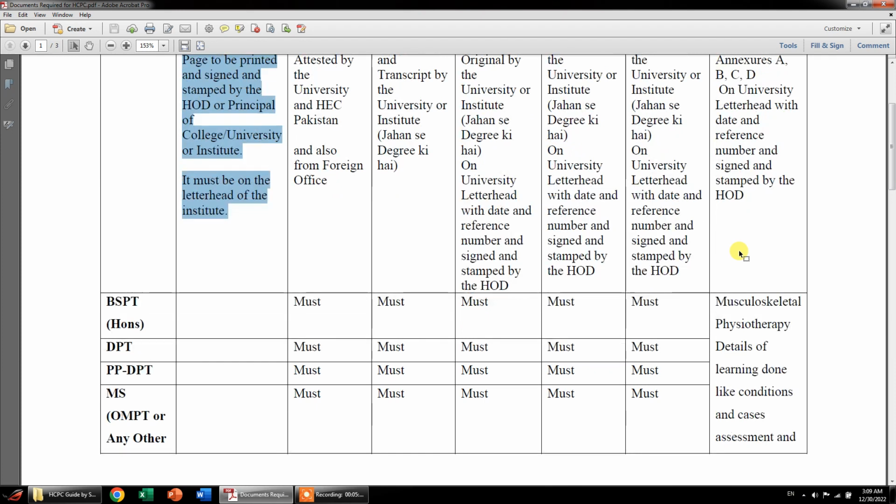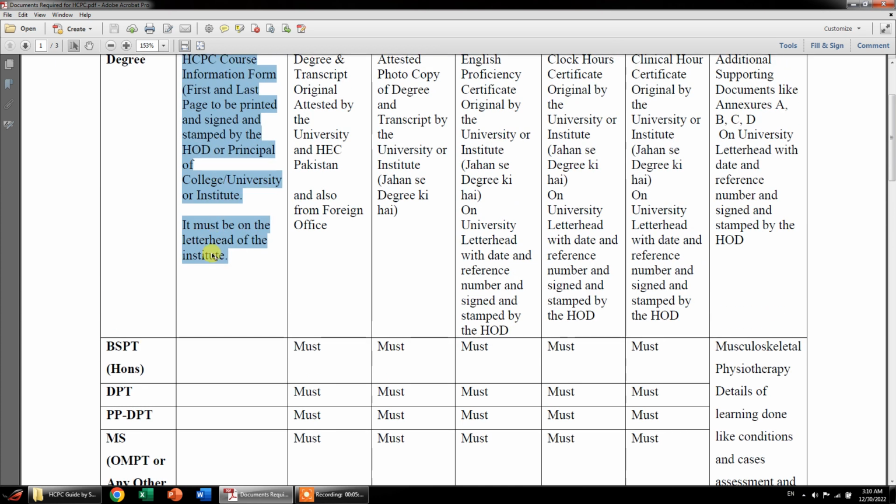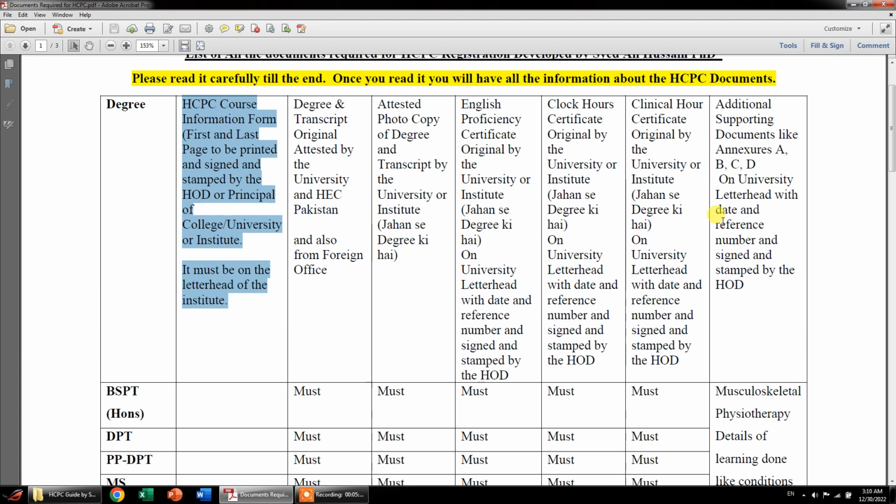Here you can see, if somebody is using the BSPT, he has to make all the documents for the BSPT. If DPT, then all the documents for the DPT. And if PP, DPT or MS, for every degree you must make these documents. It should be very clear to all of you that for every degree that you want to use for HCPC registration, you have to make all of these documents. So a separate course information form for every degree and separate ones of these.